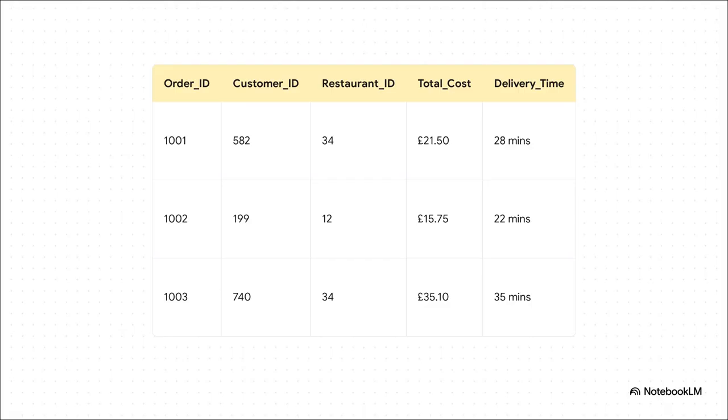And here is exactly what that looks like for Hungry Now. This is a classic orders table right from their system. See how every single row is one unique order, and each column holds a very specific piece of information: the order ID, the cost, the delivery time. And that level of organization is what lets you ask simple questions like, hey, what was our total revenue last night? And get a perfectly clear answer just like that.